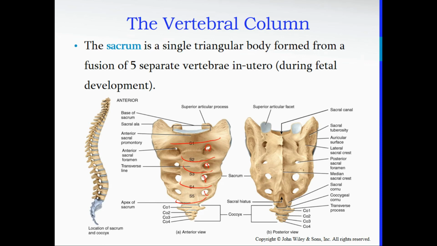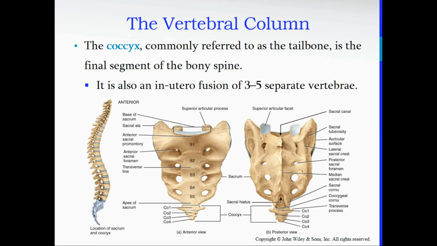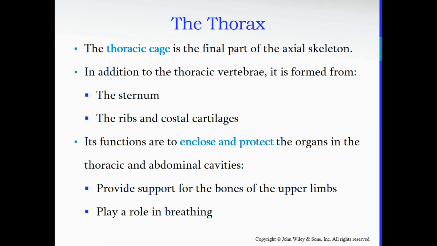And then you have what's left, our tailbone. This is all that's left of our tail, and that is those little bitty guys right there. You can see there are 4 very, very small, very reduced vertebrae left from our ancestral tail. The coccyx, commonly referred to as the tailbone, is the final segment of the bony spine. It is also an in utero fusion of 3 to 5 separate vertebrae. So again, they all fuse together when you were baking in mom's uterus.